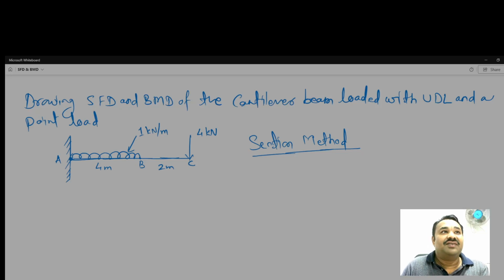So, hello dear friends, the same problem now we are going to analyze through the section method. The same problem means that the cantilever beam loaded with UDL with the intensity of 1 kilonewton per meter for the length of 4 meter and the point load 4 kilonewton at the free end.